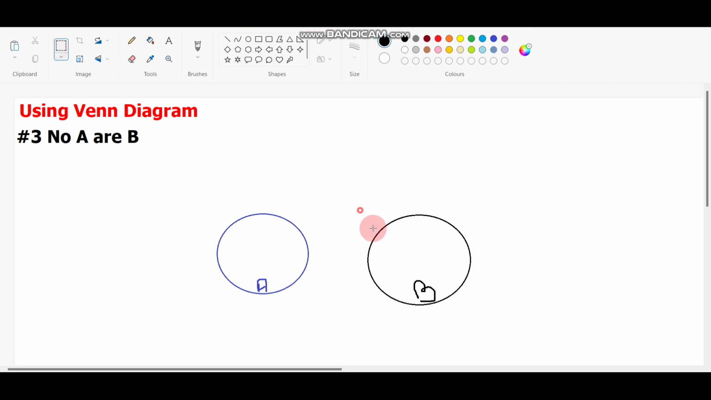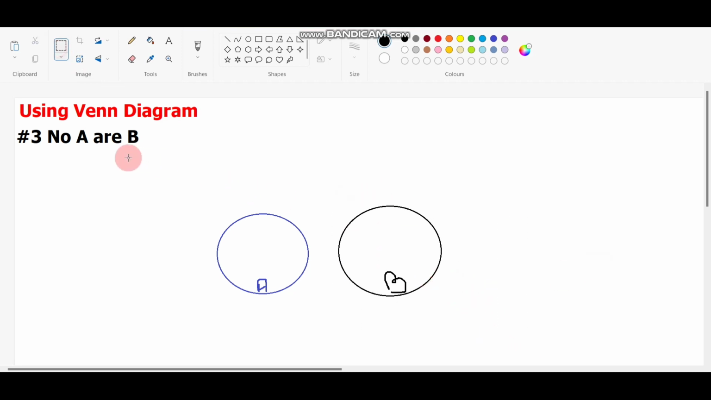So how do we have to draw? Simply, by the name it is already suggesting that no A are B. It means none of the portion of A will match with the portion of B. It means we have to draw like this only. So here nothing will match between A and B. Nothing is similar. Okay, so this is the Venn diagram of no A are B. Don't worry, once I explain the questions using these Venn diagrams, then you will understand it better.